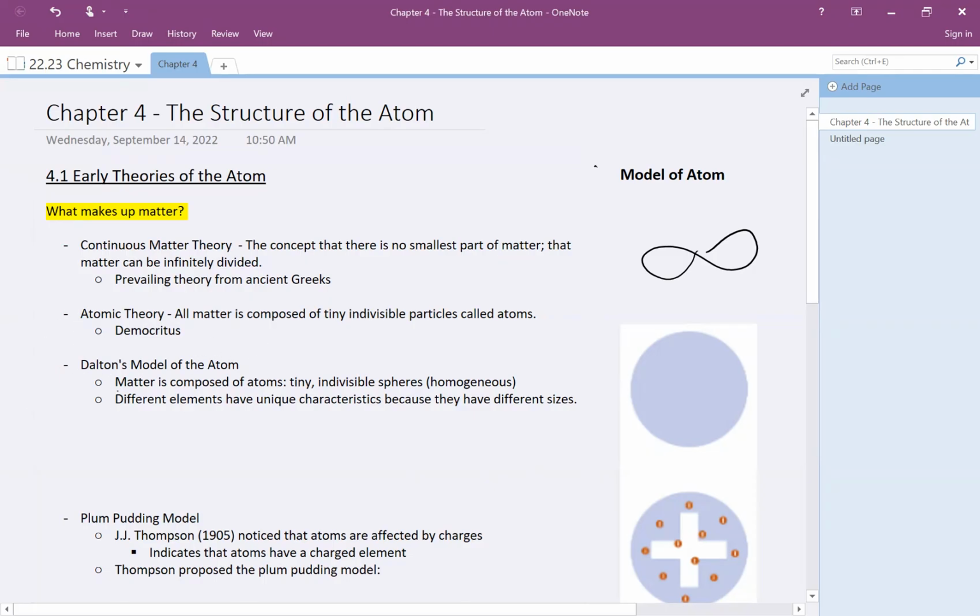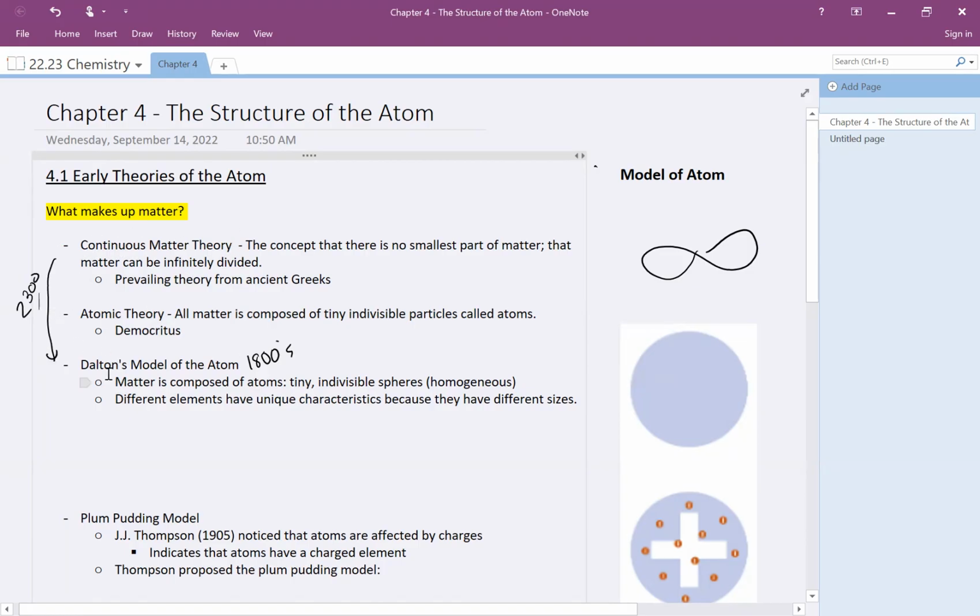I should put the date here for Dalton's model of the atom. This is, I think, like 1803 or something, but we can write just 1800s. So for the transition from some erroneous theory of matter to Dalton's model of the atom, this took about 2,300 years or so to get from one to the other. So this is kind of a long time of thinking the wrong thing.